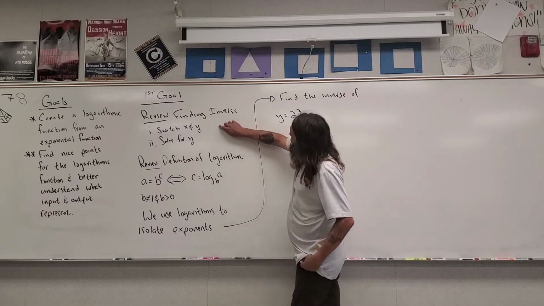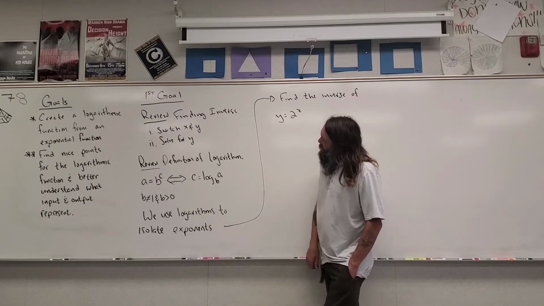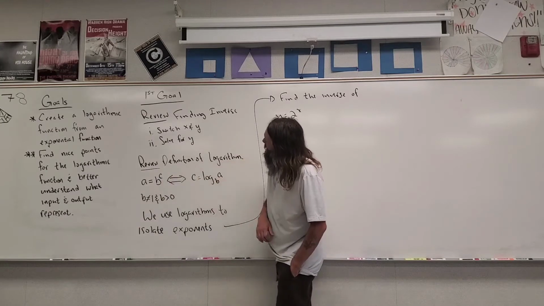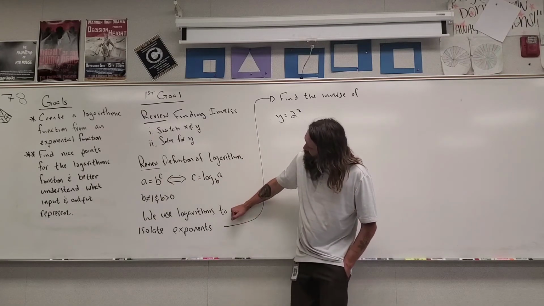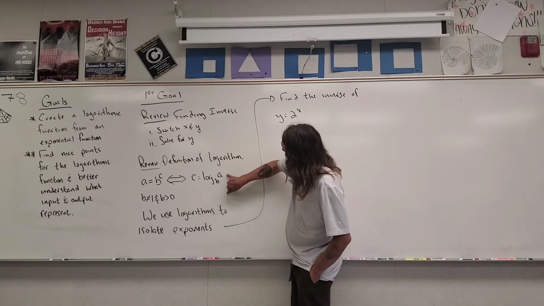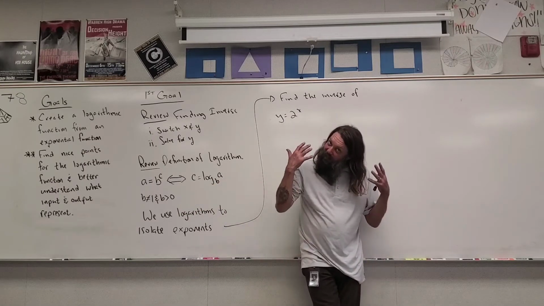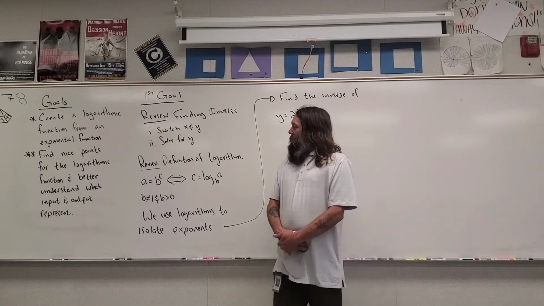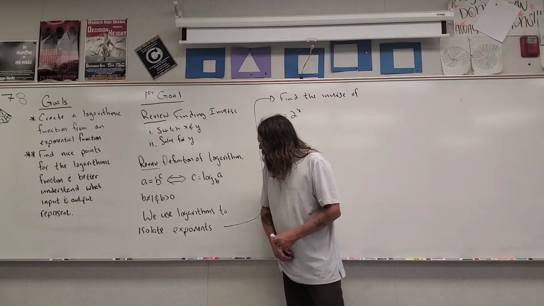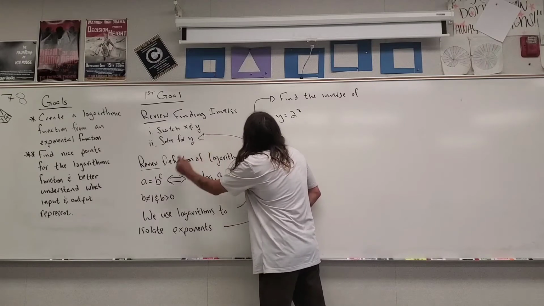A review, finding the inverse. So we switch the x and y and we solve for y. And let's review the definition of a logarithm. If a is equal to b to the c power, then I can isolate the exponent, because we use logarithms to isolate exponents. I can rewrite it as c equals log base b of a, and b can't equal 1 and b has to be greater than 0, and that implies that a itself has to be positive as well. All right. So again, I can't stress this enough. We use logarithms to isolate exponents, and that is how we are going to solve for y.